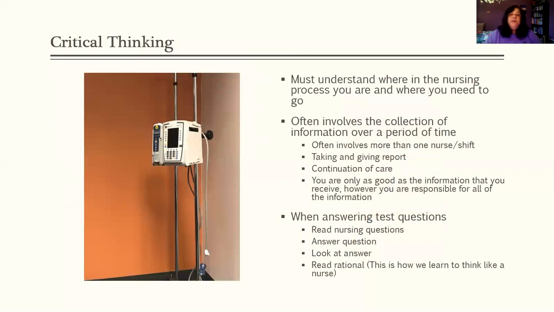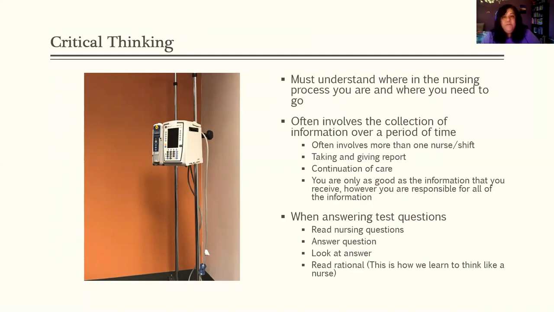When we think of critical thinking in nursing, we have to understand where in the nursing process we are and where we need to go. It often involves the collection of information over a period of time, because remember, people change, things can change. They even say that when a code's going to happen, the patient will start to show signs 8 hours before the code blue starts. So if we can learn to recognize those signs and evaluate what we see, then maybe we can stop the code from happening. So we have to look at the information over a period of time.